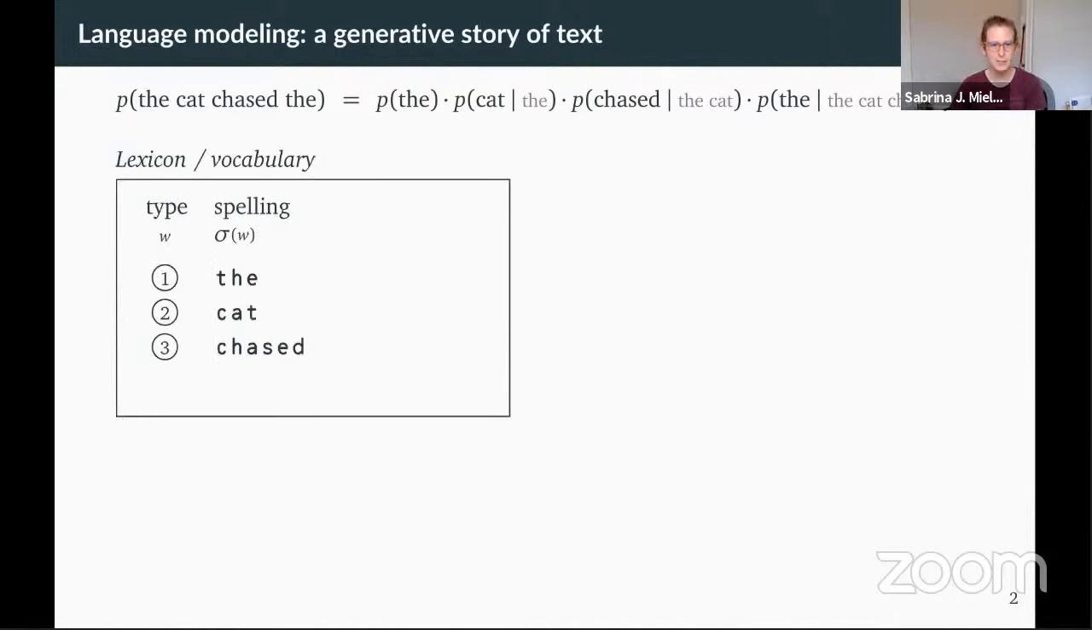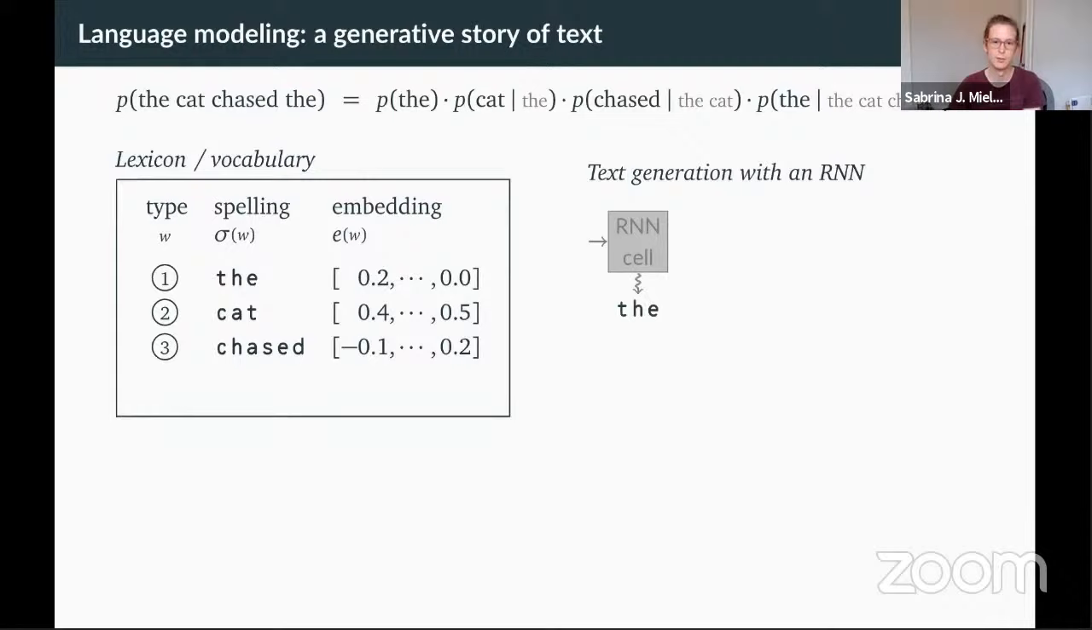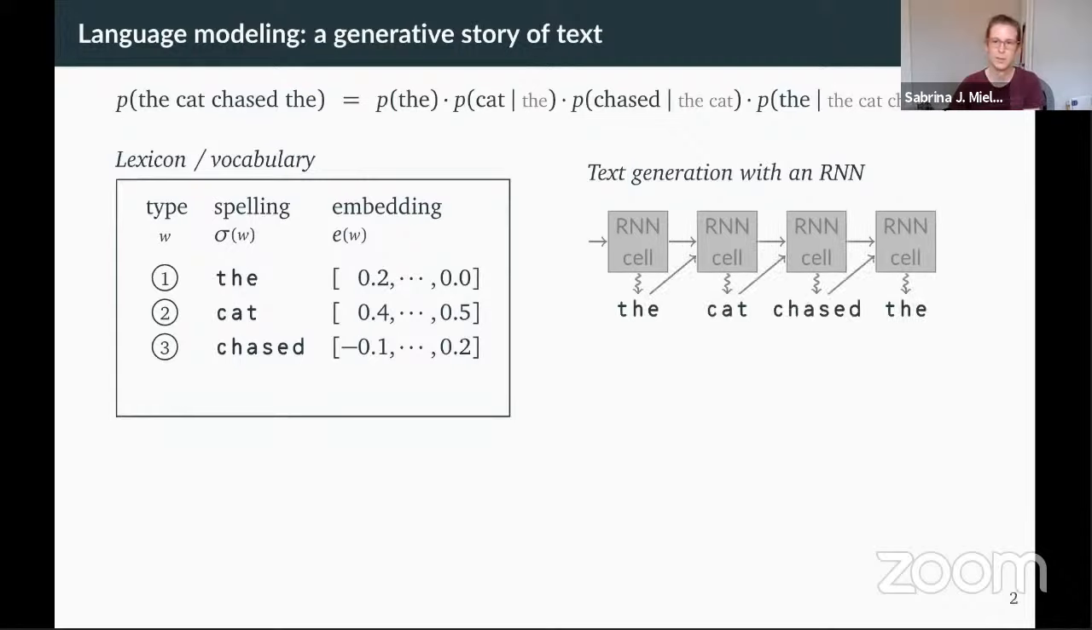Specifically, if we take an RNN model, we would have a vocabulary. It's got a bunch of entries in there. They have their spellings and they have embeddings. We are now going to use them in an RNN cell, do a softmax over all the output embeddings, sample a word, feed it back in, sample the next word, and so on. That allows us to get this probability distribution over text.